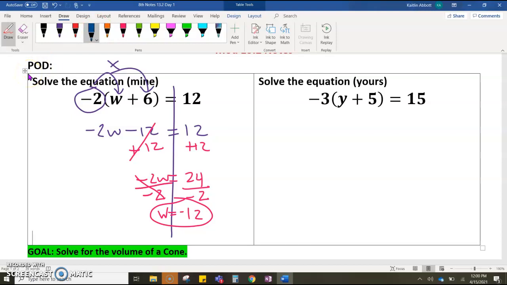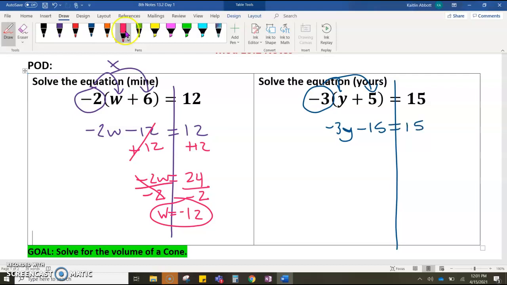Okay, welcome back. Well, let's see if you got yours correct. We are going to distribute that -3 to both terms on the inside. -3 times y is -3y. -3 times 5 gets us -15, and then we are left with 15 on that side.